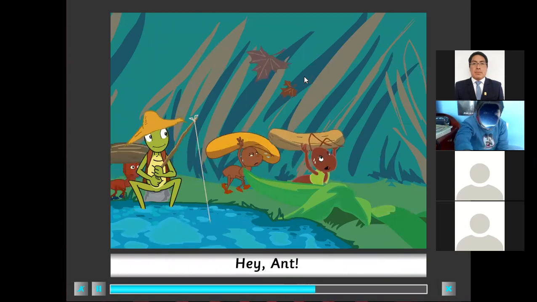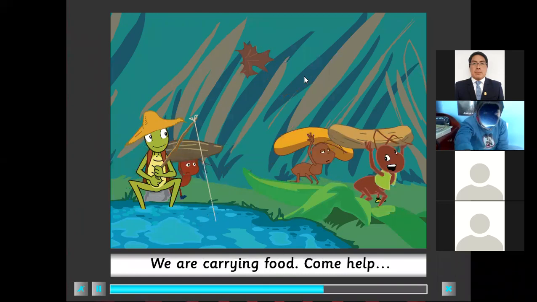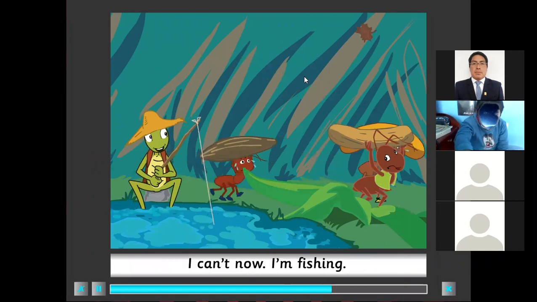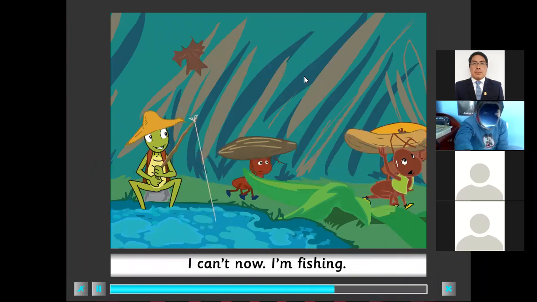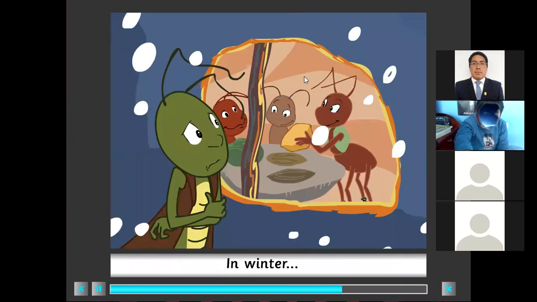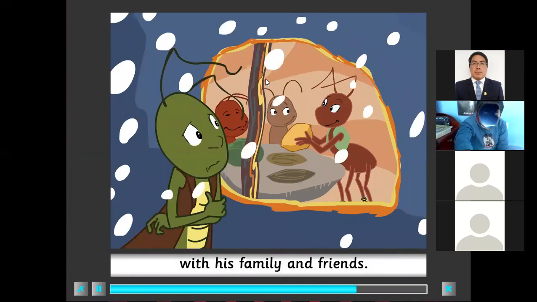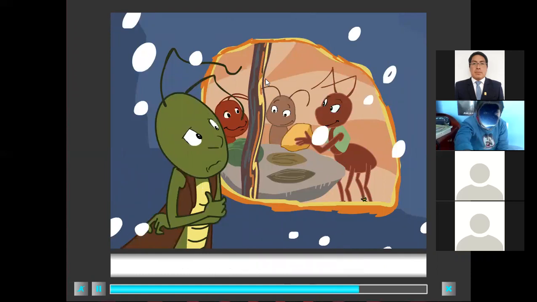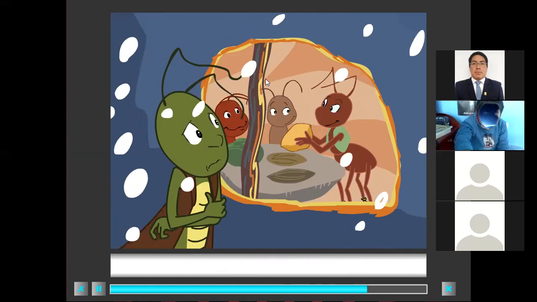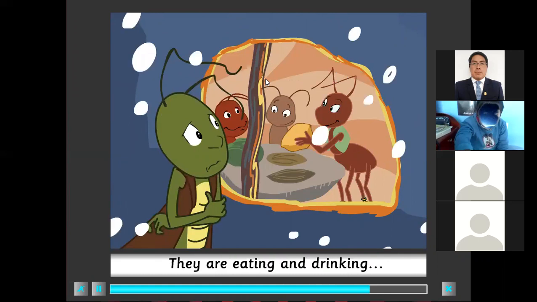Hey, Ant, what are you and your friends doing? We are carrying food. Come, help. I can't now. I'm fishing. In winter, it's cold and it's snowing. The ant is at his house with his family and friends. They are eating and drinking.